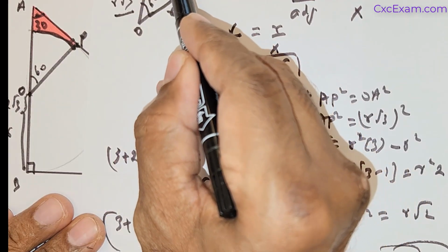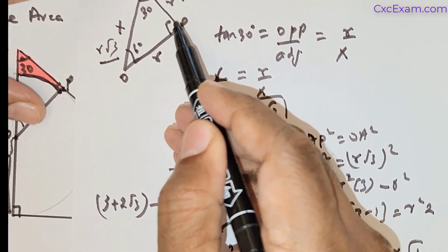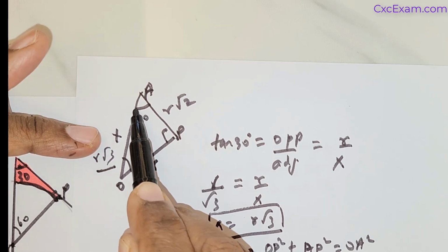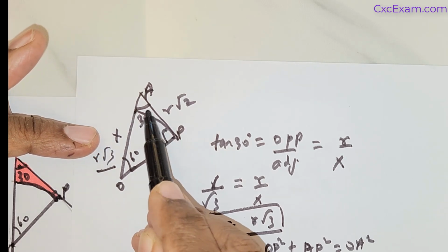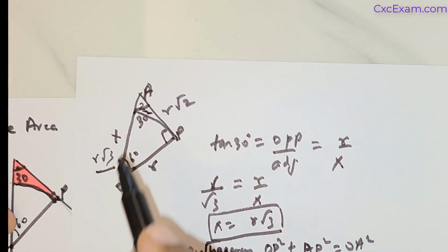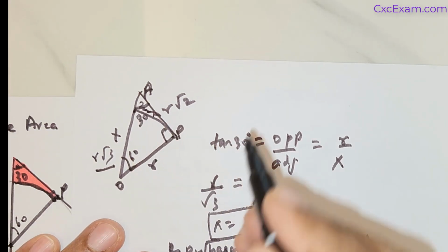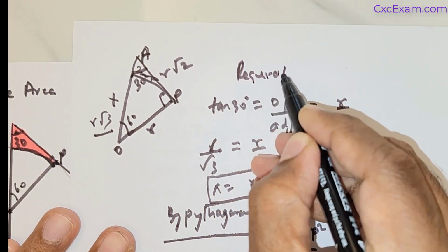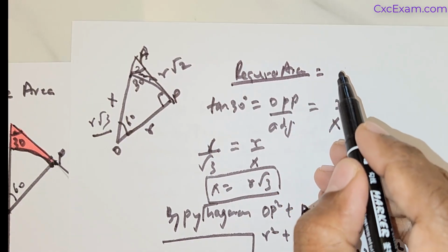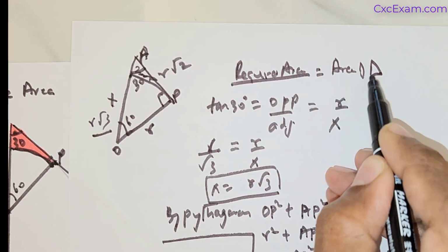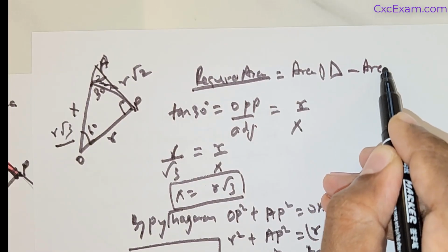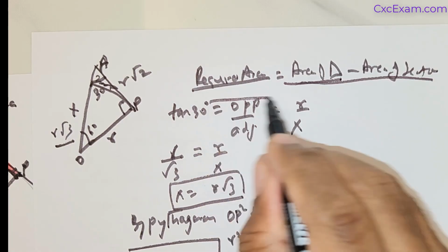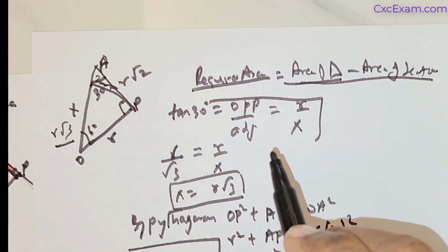Okay, so if I were to reflect this here, we are interested in this region. Okay, this region. So what is that region? That region, the required area, is going to be the area of the right triangle minus the area of the sector. Okay, this will give me the required area.